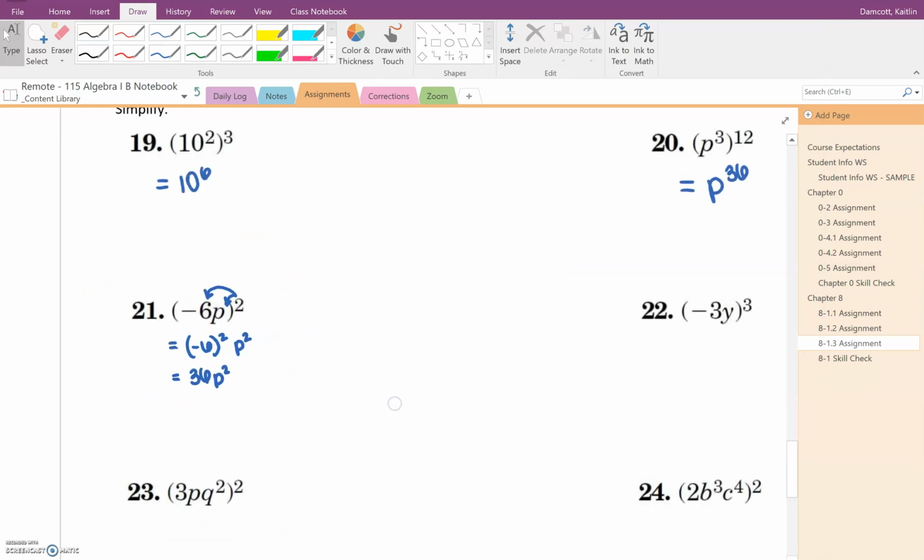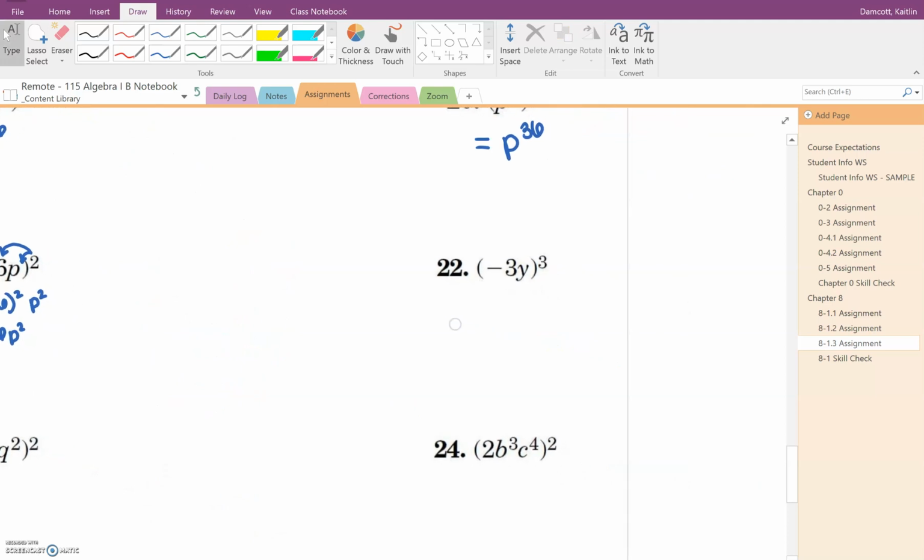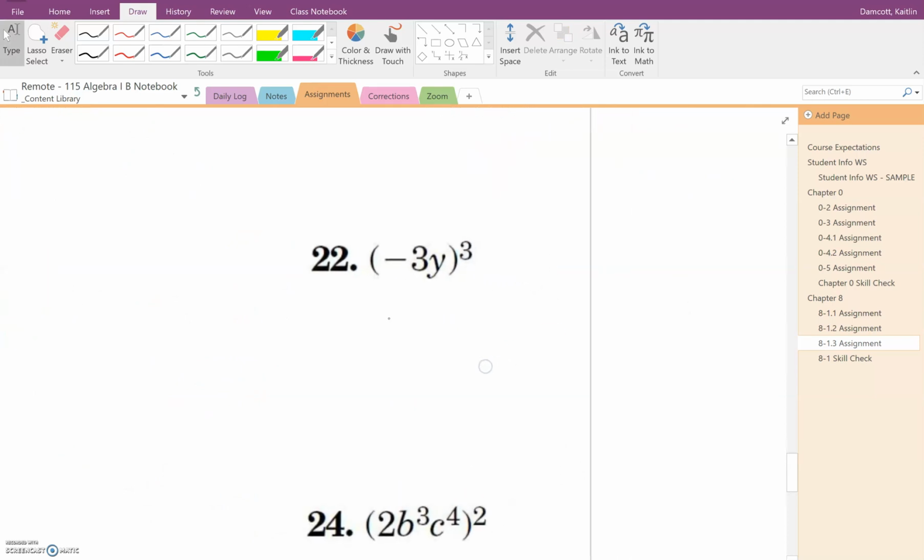All right, looking at the next one. It looks like we have another product inside of our parentheses, so we would say -3 times y, or -3y, and we're raising it to the third power. So we need to distribute that exponent. So we've got -3 to the third, and then y to the third.